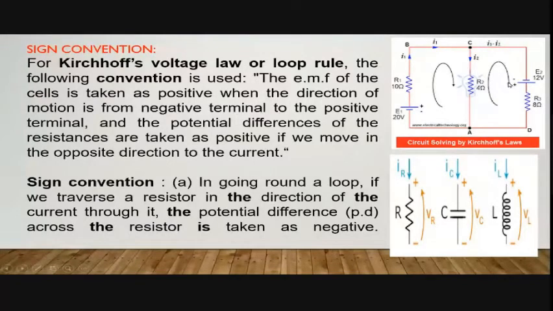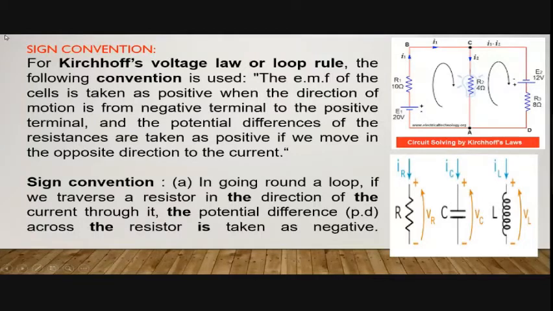Okay, so now how to find out which voltage we have to take positive and which voltage we have to take negative. Okay, so what is the convention? Let us see. EMF of the cell is taken as positive when direction of motion is from negative terminal to the positive terminal, and the potential differences of the resistances are taken as positive if we move in the direction opposite to the direction of current.